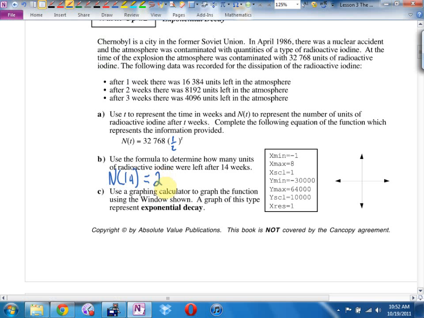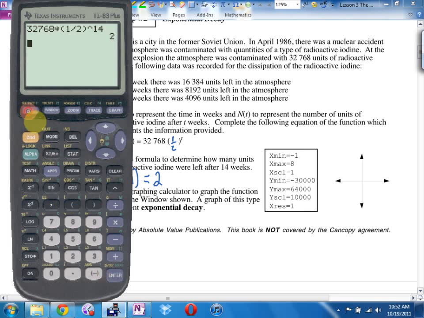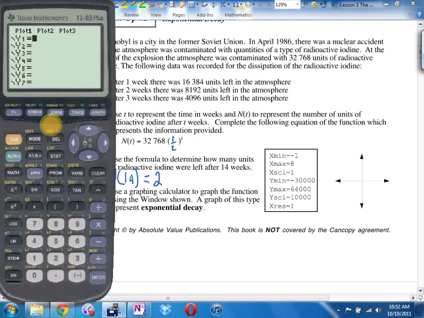Says use a graphing calculator to graph this. Okay. Y equals, clear the equation you have there. And the equation is this bad boy. So 32,768 times bracket 1/2 close bracket to the power of, I can't do T. What am I going to do instead? X. Where's the X? Oh, yeah. Right there, Haley.